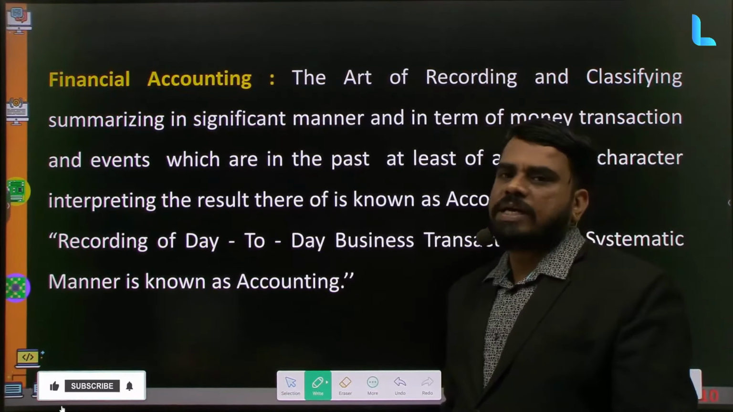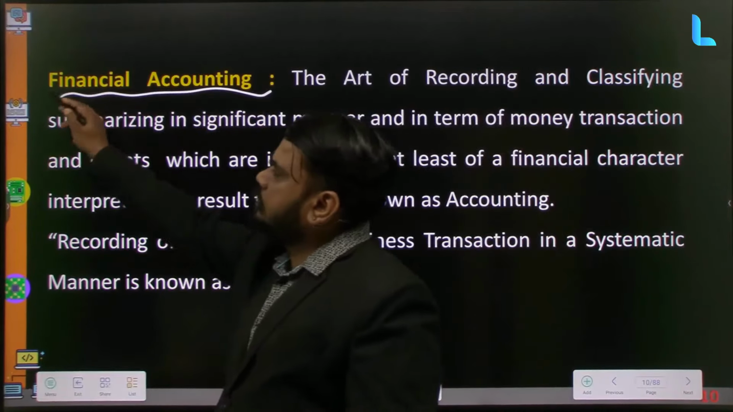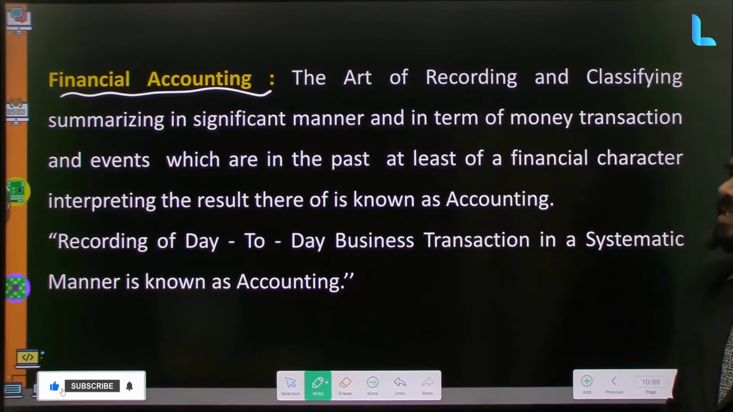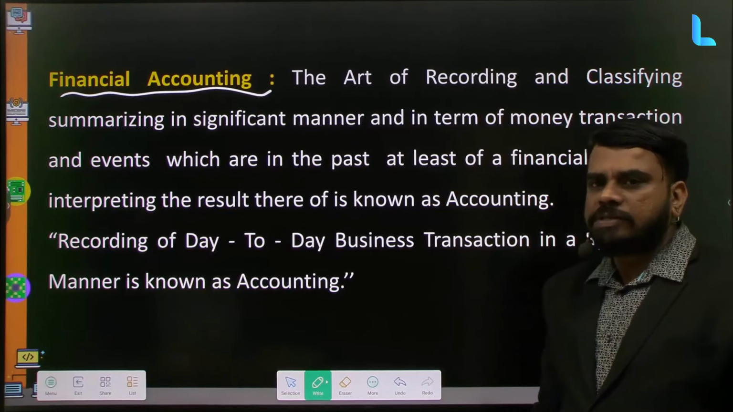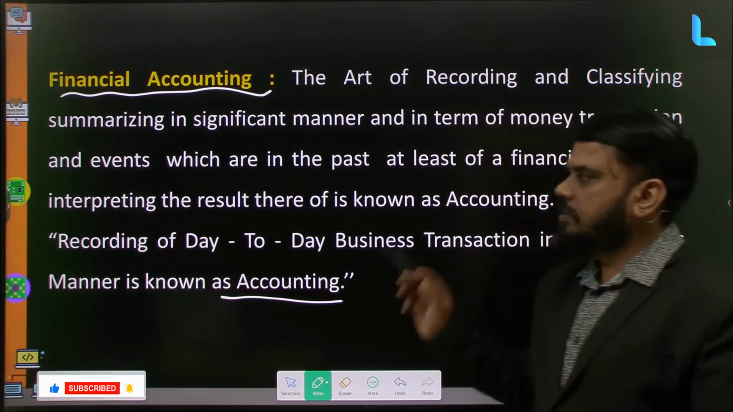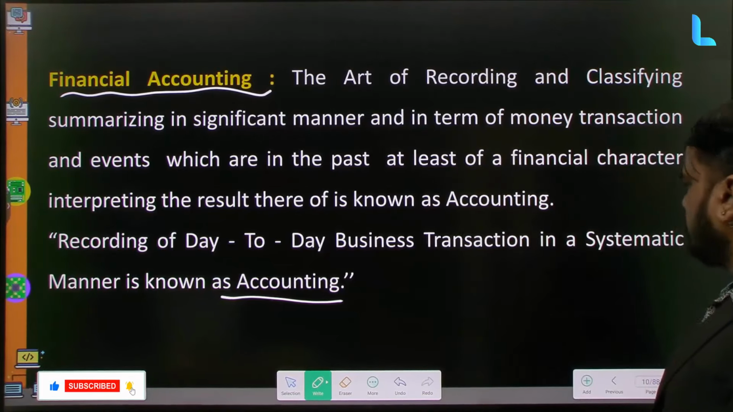Financial accounting. What is financial accounting? It is an art of recording day-to-day business transactions in a significant manner, that is, by classifying and summarizing all these in terms of money and transactions. This is called financial accounting. In simple words, recording of day-to-day business transactions in a systematic manner is called accounting. This is a very simple way. Okay, let us continue in detail.